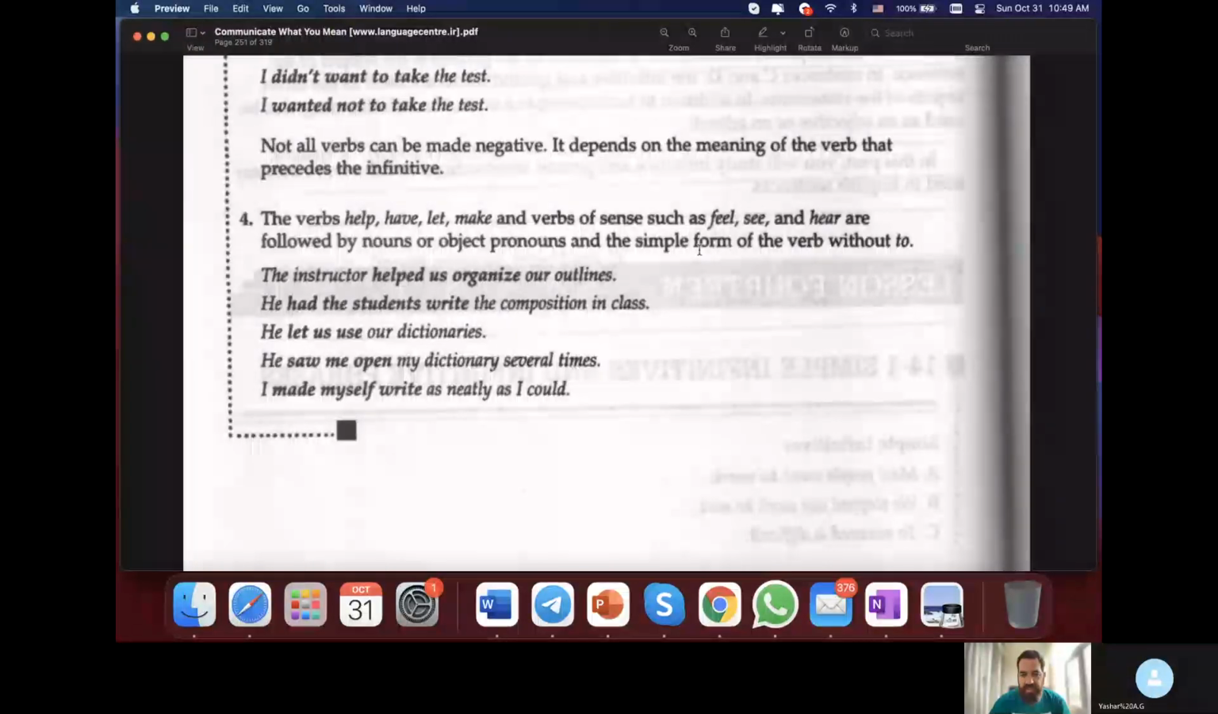Object pronouns and the simple form of the verb without to. In fact, with help, I told you, we can use to as well. The instructor helped us organize. Had the students write, let us use, saw me open, made myself write.